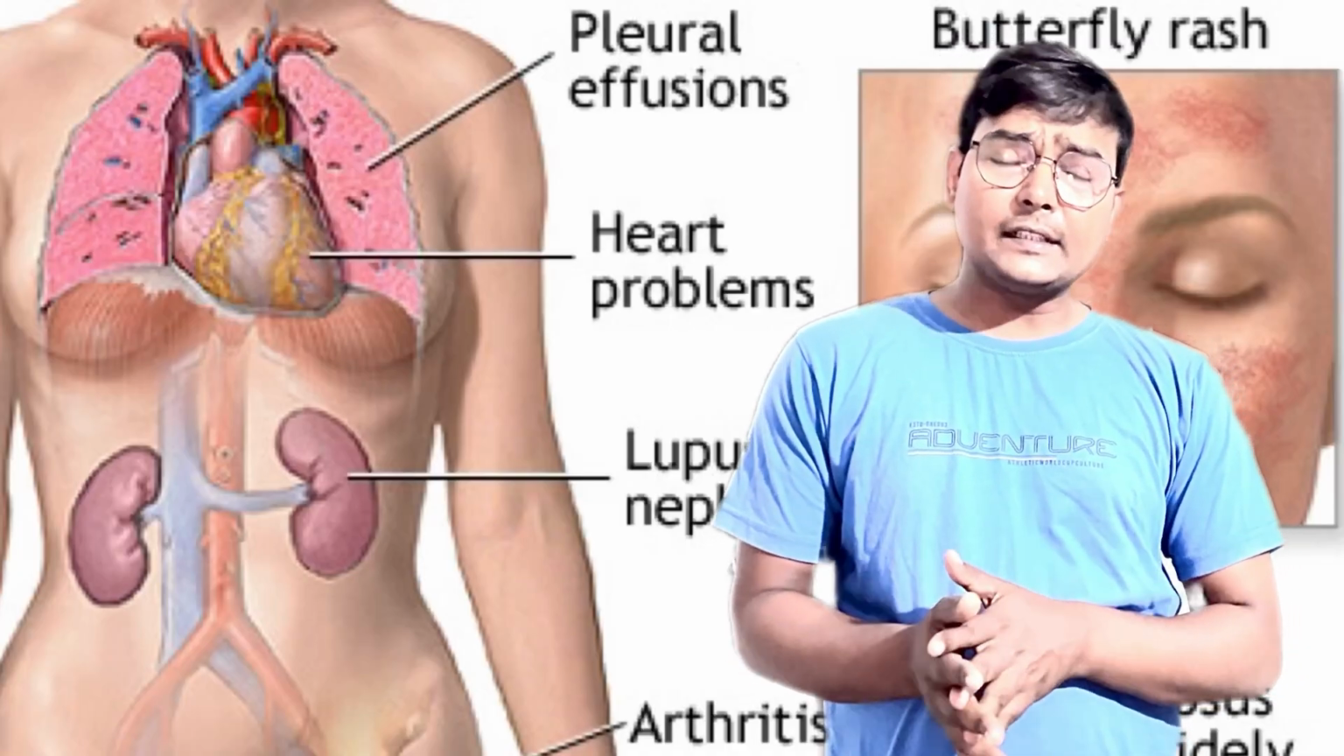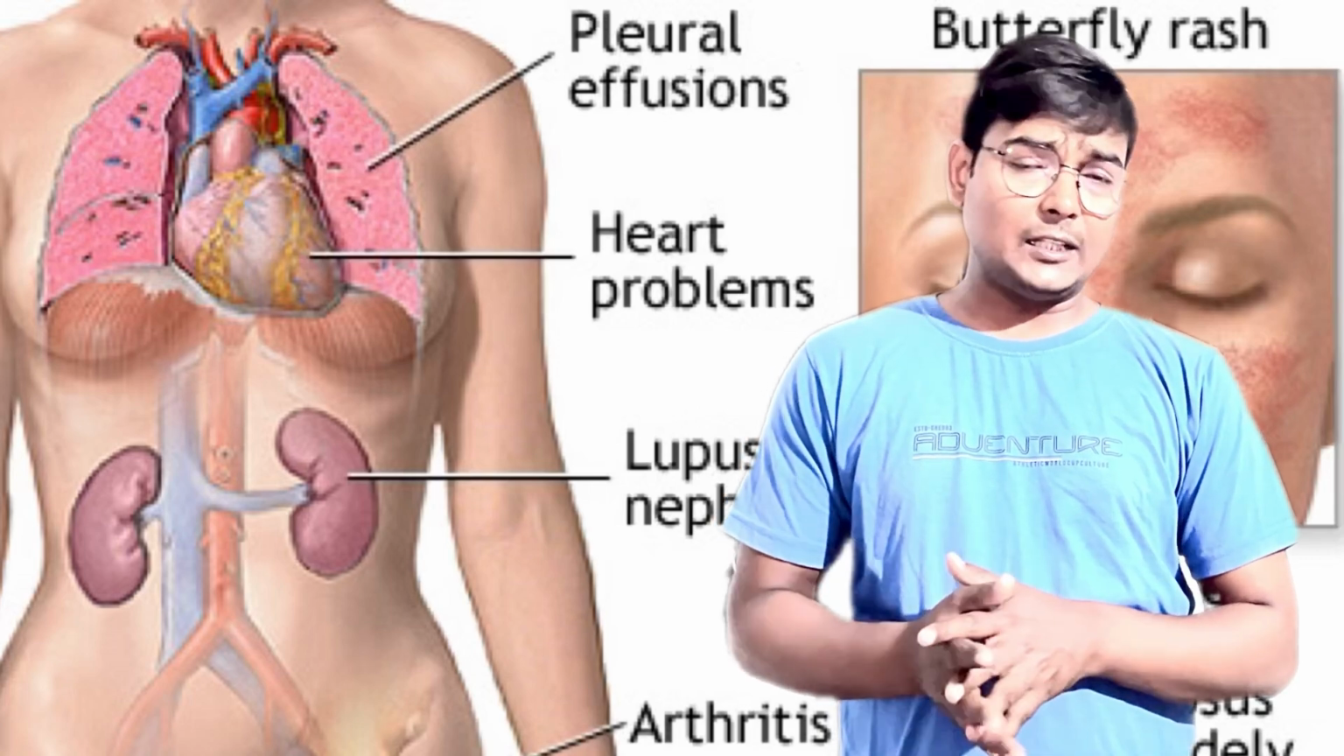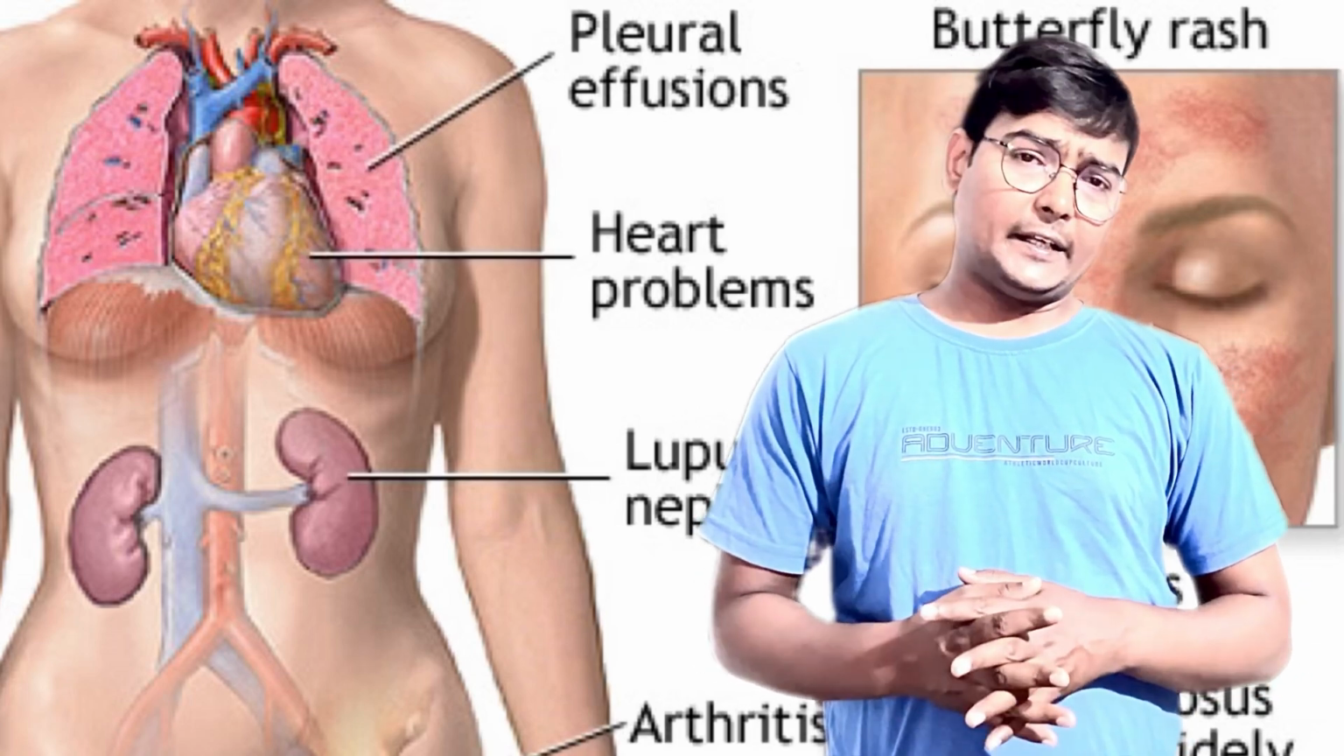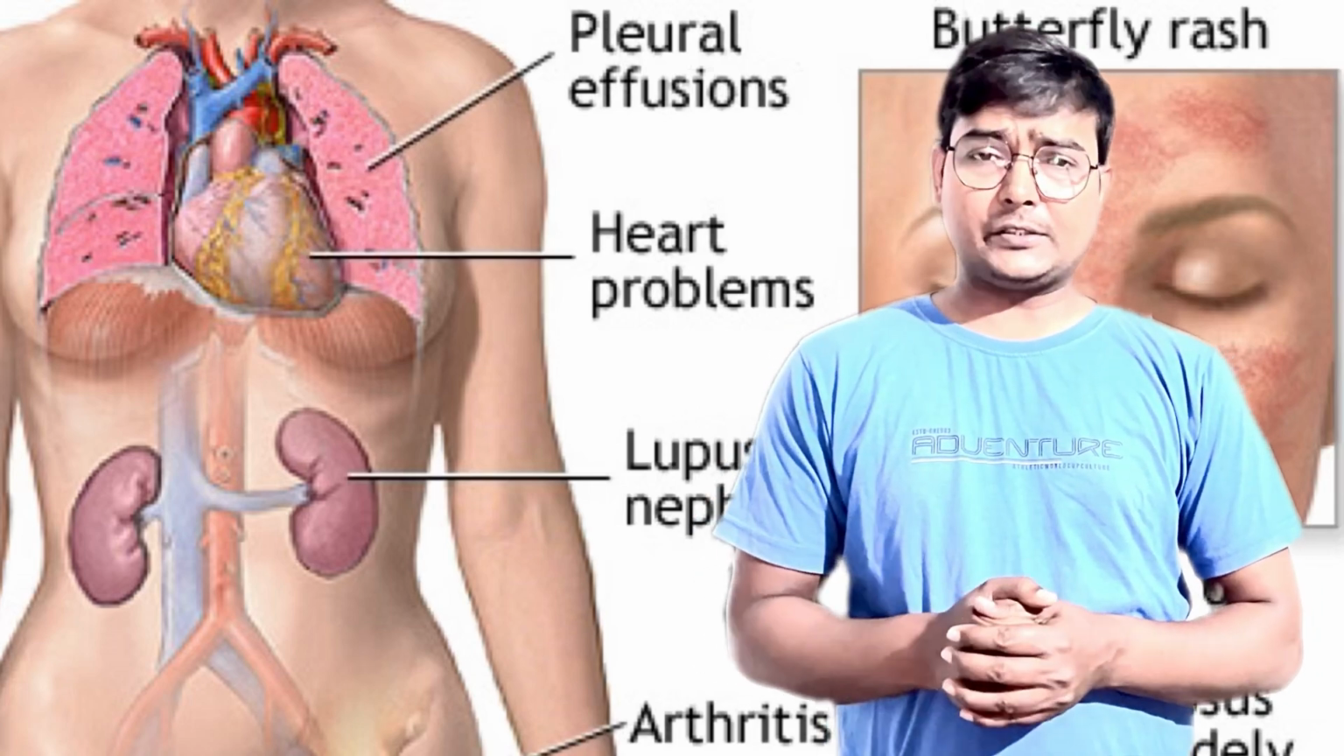Friends, another type of blood cancer is called lupus. Lupus, yes, is also a kind of autoimmune disorder, in which the kidneys and other vital organs are damaged and destroyed by our own immune system mechanism in our body.